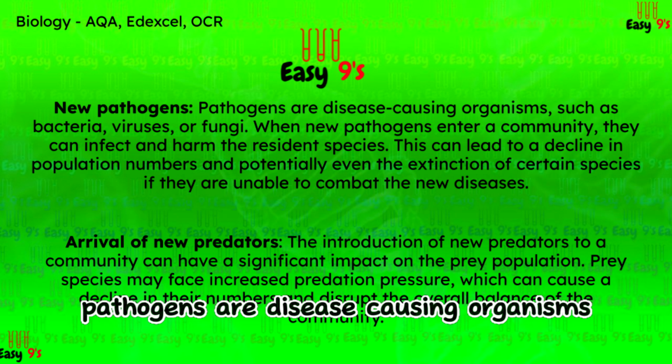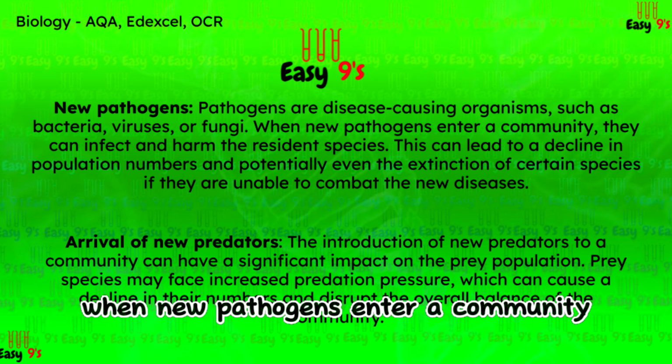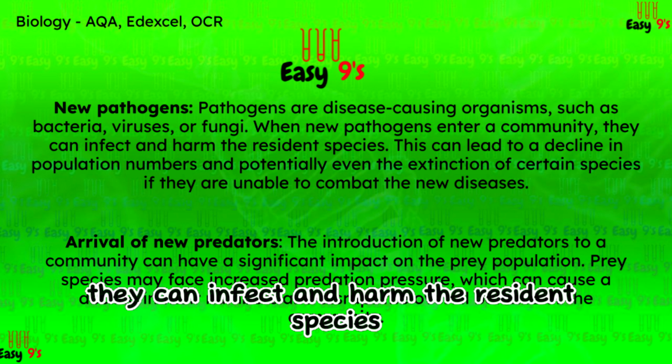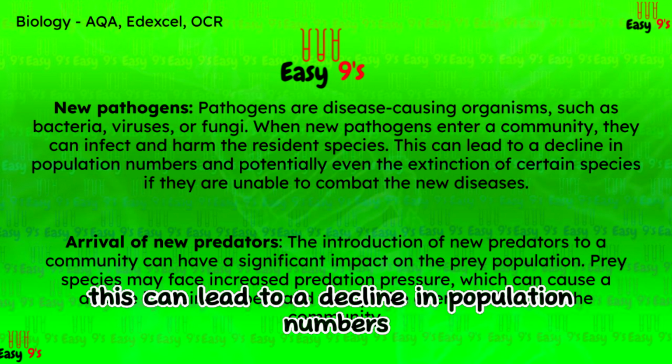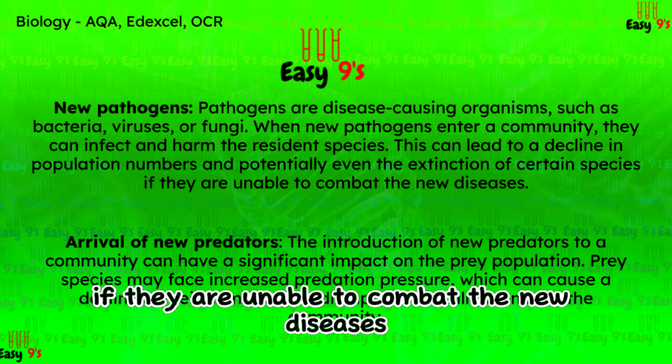New pathogens. Pathogens are disease-causing organisms, such as bacteria, viruses, or fungi. When new pathogens enter a community, they can infect and harm the resident species. This can lead to a decline in population numbers and potentially even the extinction of certain species if they are unable to combat the new diseases.